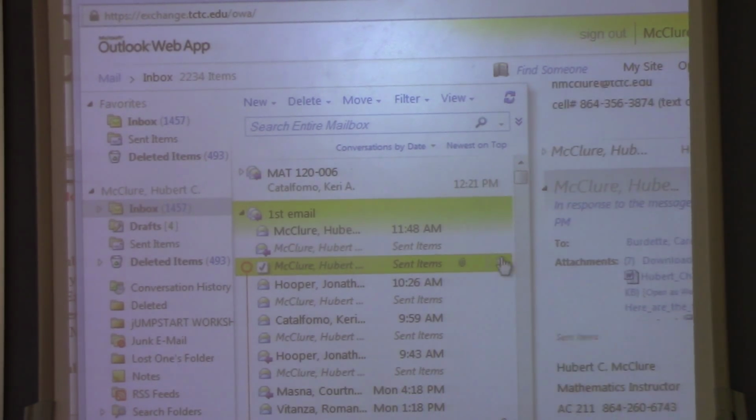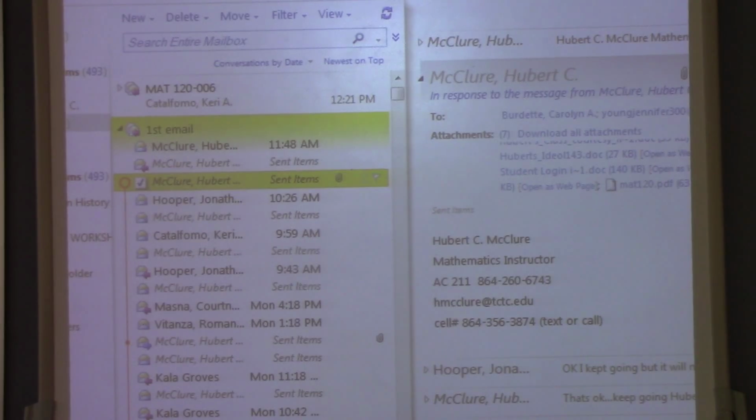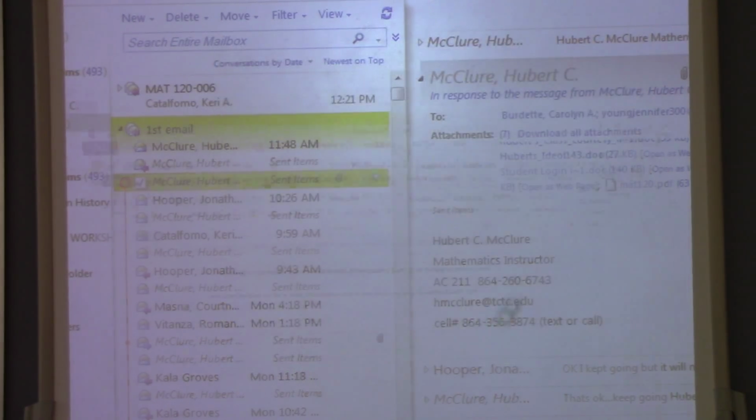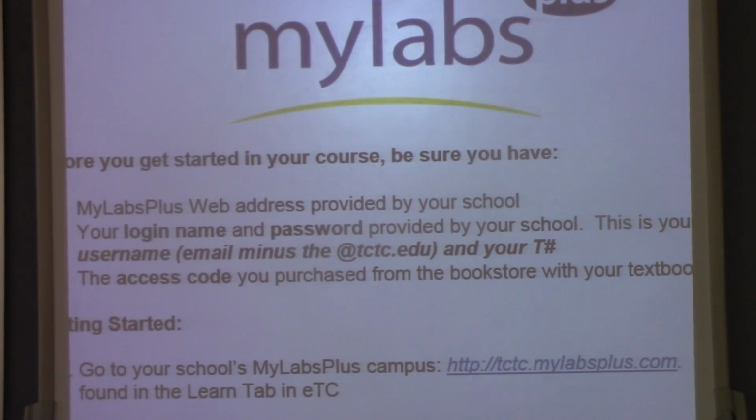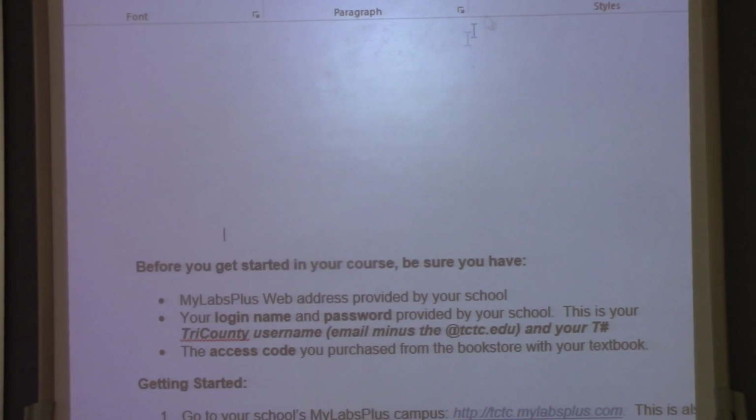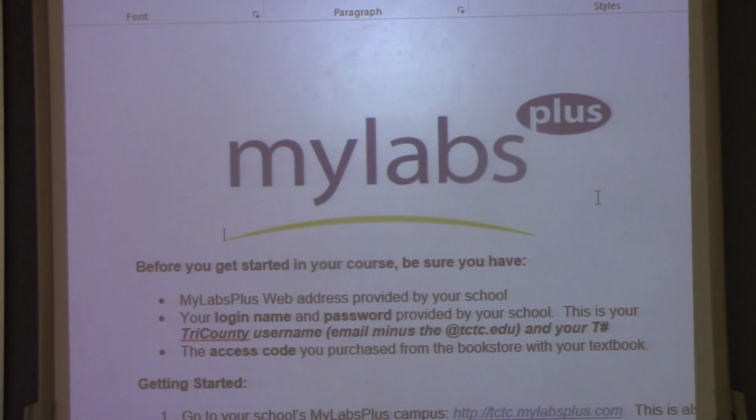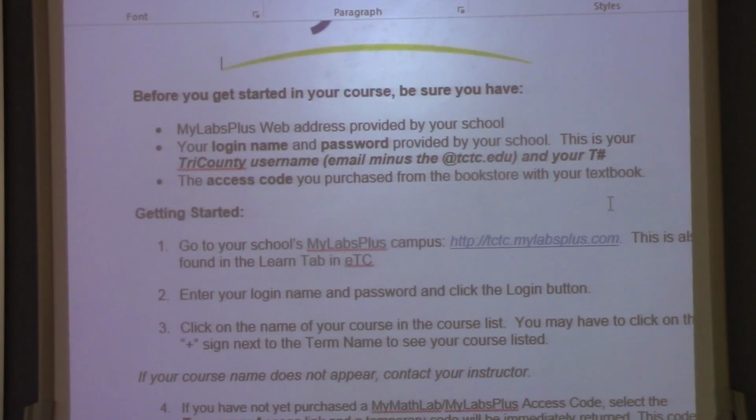Let's go with the MyLabs Plus again, because that way people that have never had it. MyLabs Plus is another way of saying Course Compass and another way of saying My Math Lab. They're all the same thing. So if you hear me say Course Compass, I mean the same thing. This tells you how to log on to MyLabs Plus, what to use, and that you have to get an access code.